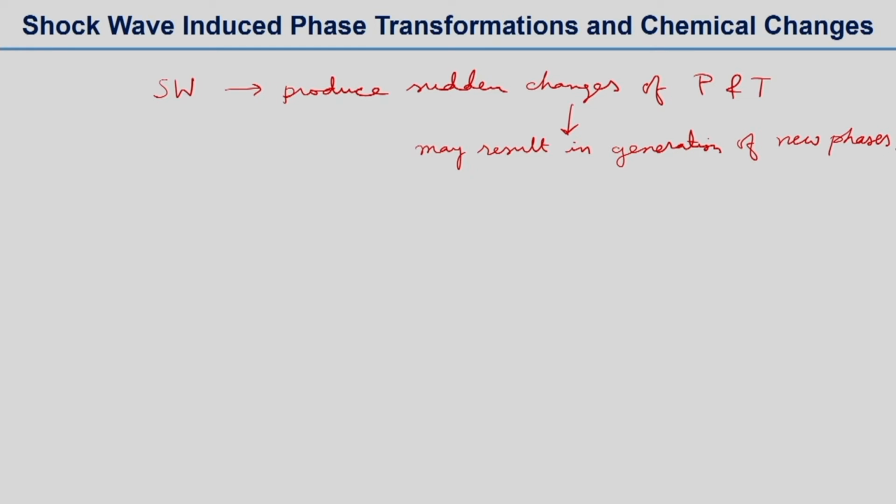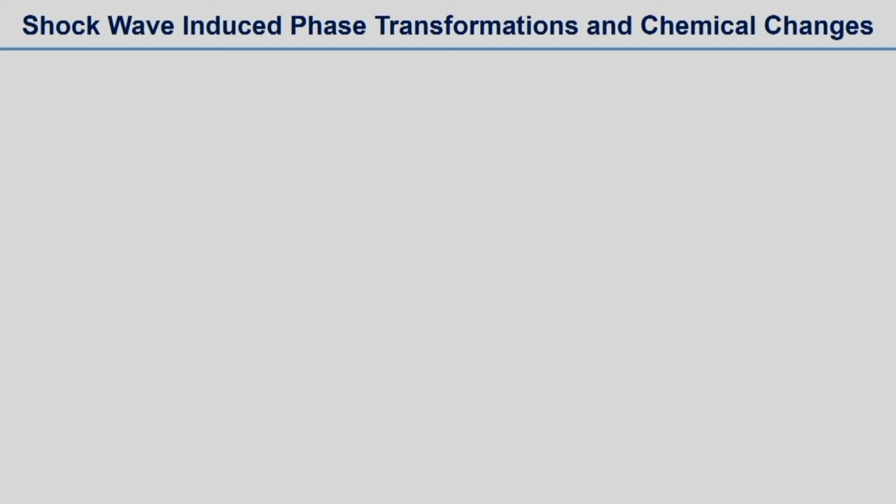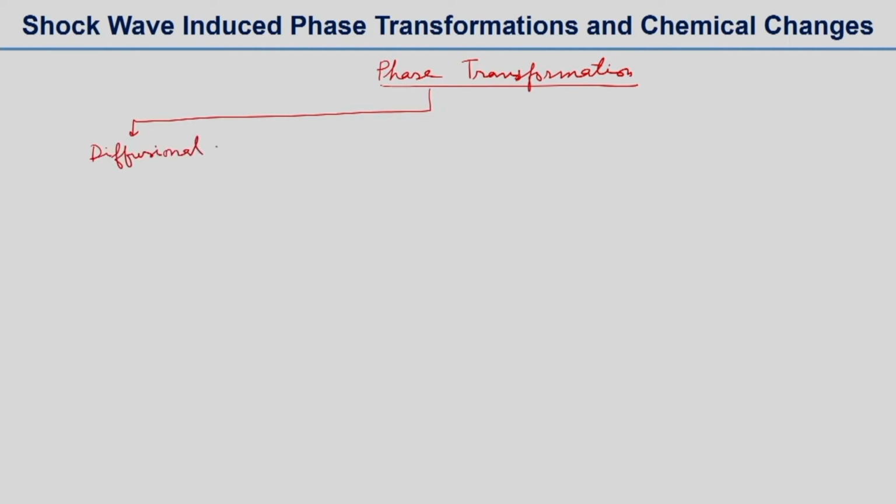The phase transformation can be broadly of two types. I will use a new slide for this. Phase transformation can be broadly categorized into two categories. First one is diffusional phase transformation, which involves diffusion. And the second one is diffusionless phase transformation.